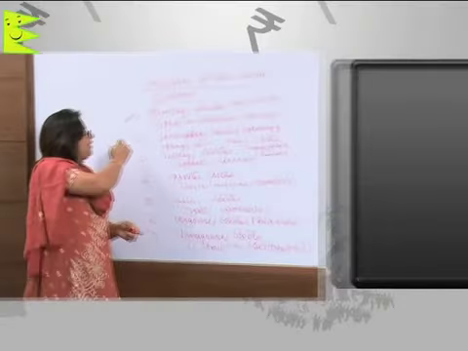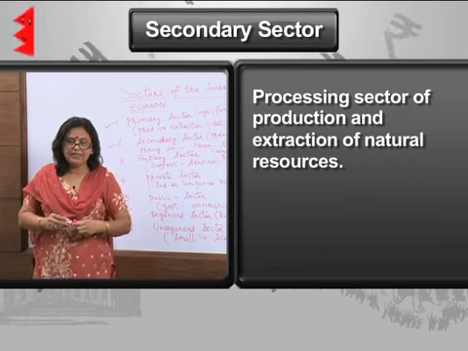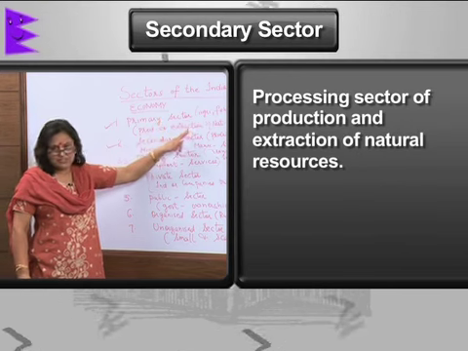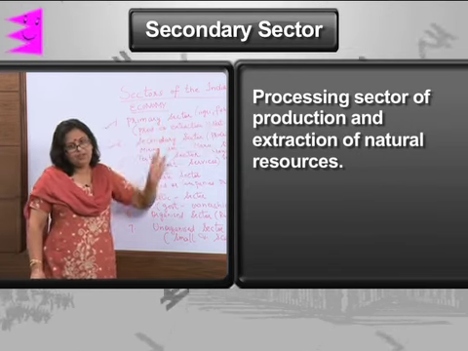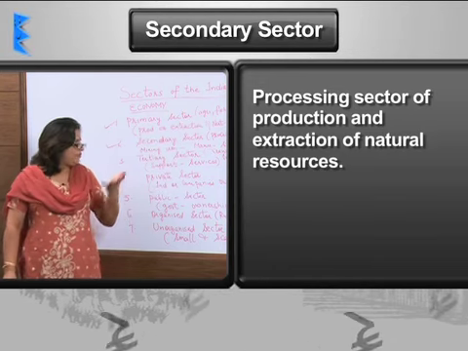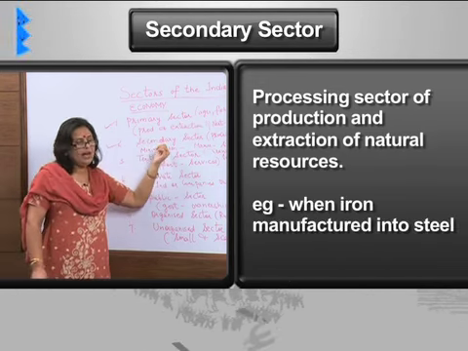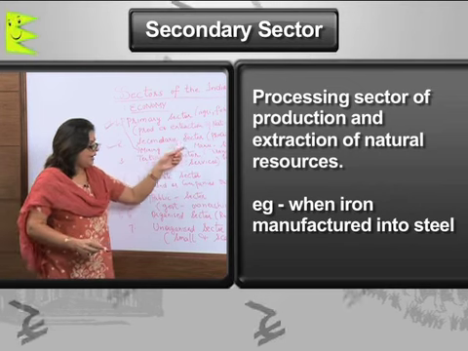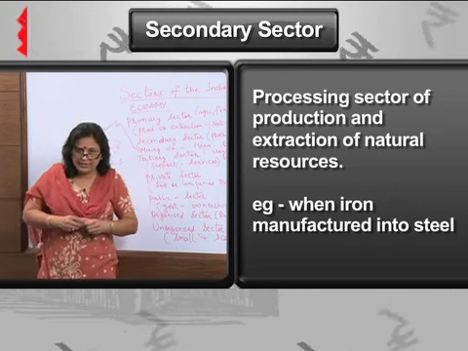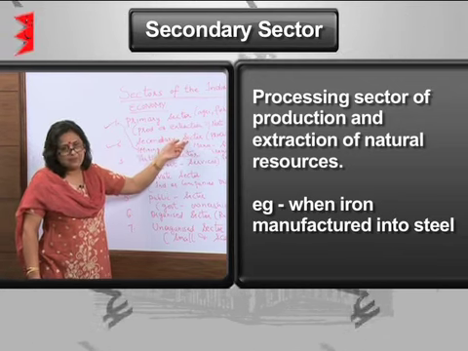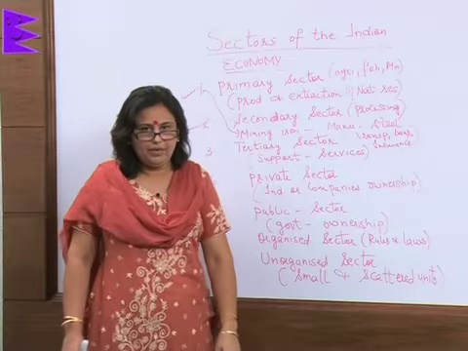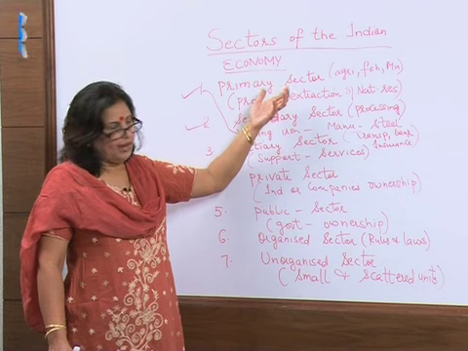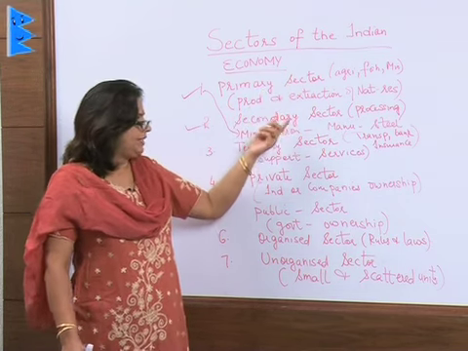Next is the secondary sector. The secondary sector is the processing sector of the production and extraction which has been done of the natural resources. For example, if we are mining iron, then it is the primary sector. But when this same iron is manufactured into steel, it is the secondary sector. Another example: flour is a primary sector product. When you talk of biscuits, it is a secondary sector product.